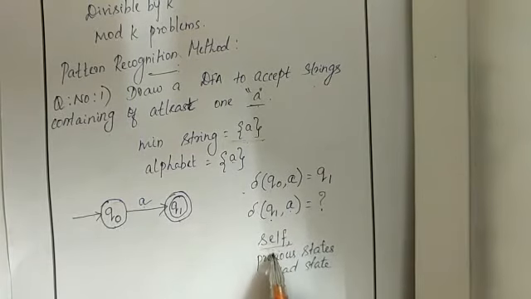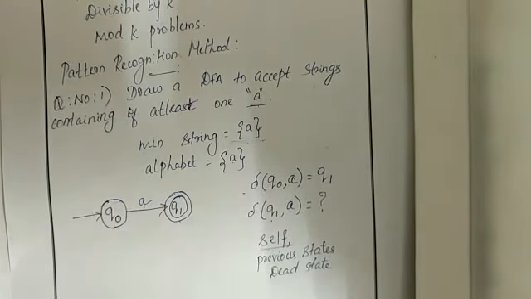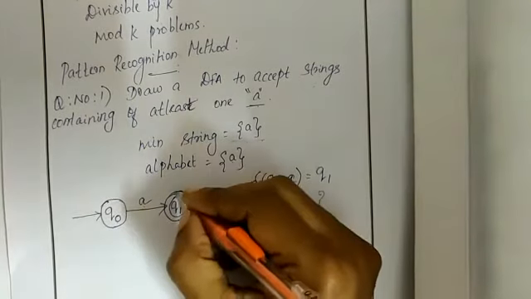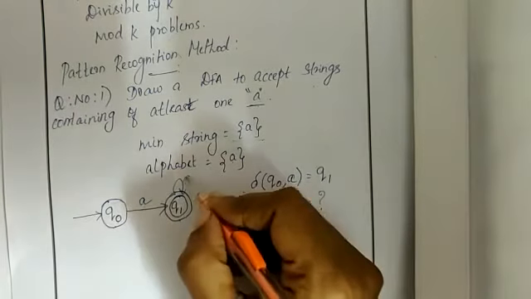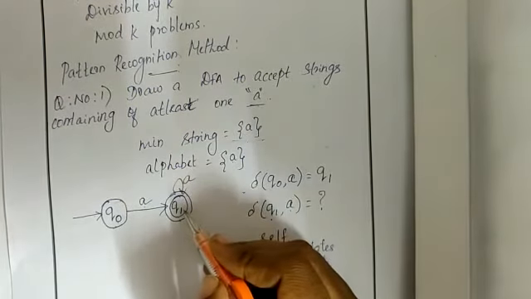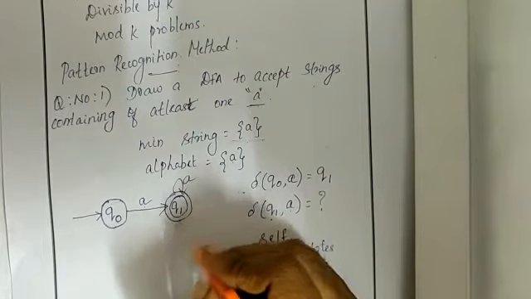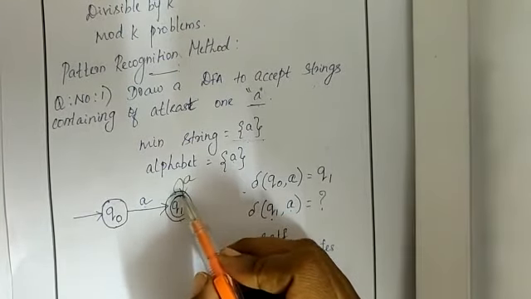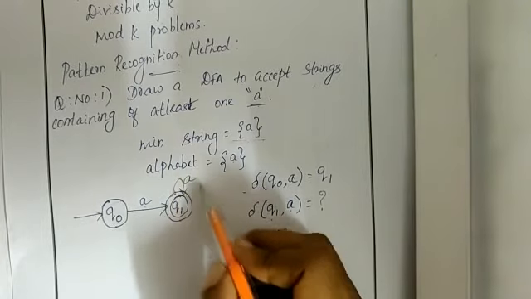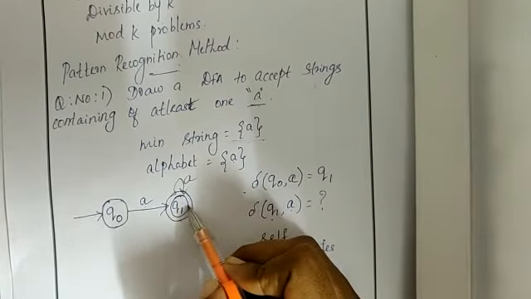What is a self loop? A state taking an input and staying in the same state. This is my self loop. Q1 state is taking A input and it is staying in Q1. I'll tell once again: Q1 state is taking A input and it is staying in Q1.